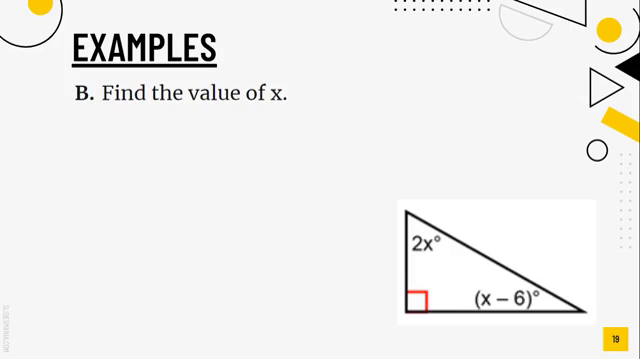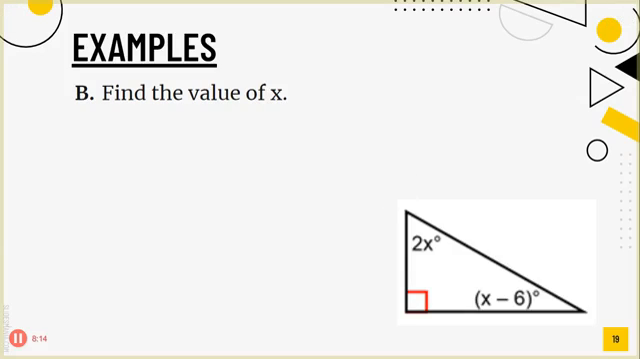For example B, find the value of X. So again, we have this time a right triangle. I've given you all 3 interior angles, and so we know that all 3 interior angles of a triangle always add up to be 180. So I'm going to take those angles, which are 2X, and I'm going to add that to X minus 6, and I'm going to add that to 90, and all 3 of those should add up to be 180 degrees.